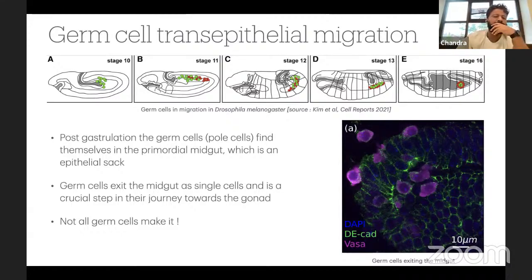So this is an interesting instance because when they arrive in the midgut, they're a clump of cells which are connected to each other, but they exit the midgut as individual cells. So as far as exiting is concerned, it's a single cell migration. They never are connected to each other while they exit. So it's a single cell migration as far as the exit is concerned, which is nice. I'll tell you why it's nice. Okay.